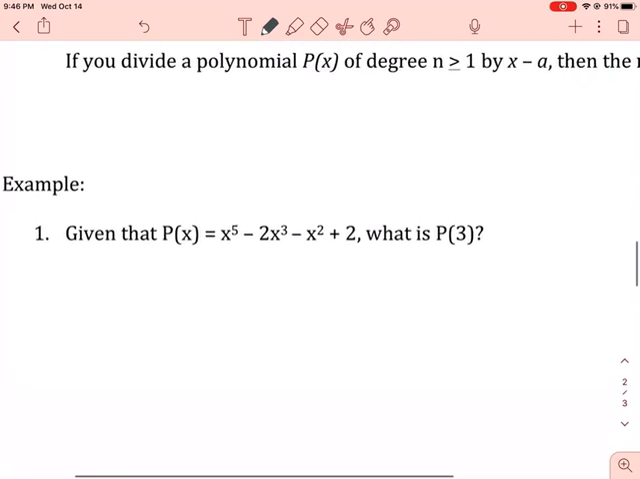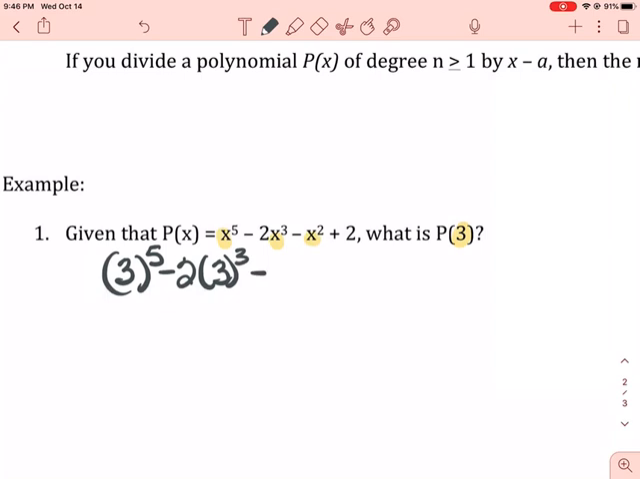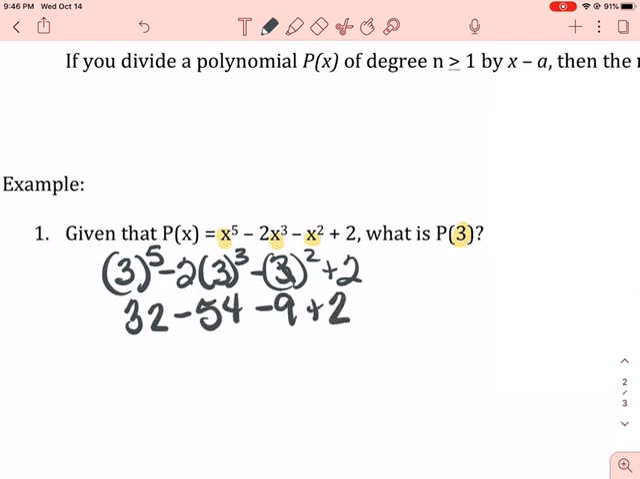All right, so we're going to find p of 3. So we can do that. We can put 3 in for every x, okay, because that's what evaluate means. So let's do that. So 3 to the 5th minus 2 times 3 cubed minus 3 squared plus 2. Okay, so that's 32. That's 27 times 2. That's 54 minus 9 plus 2.